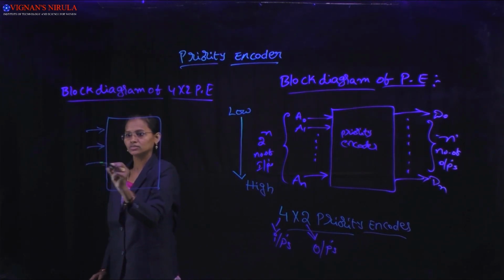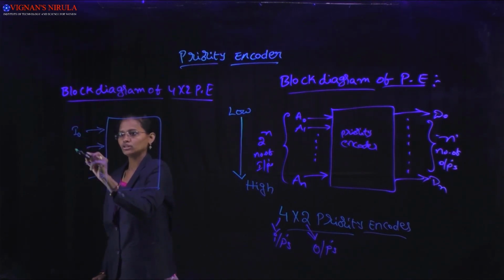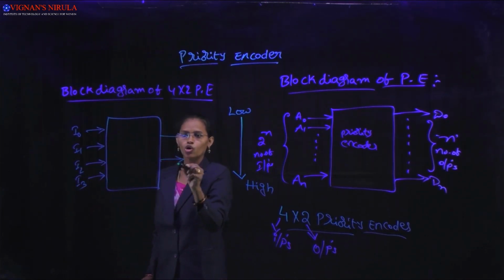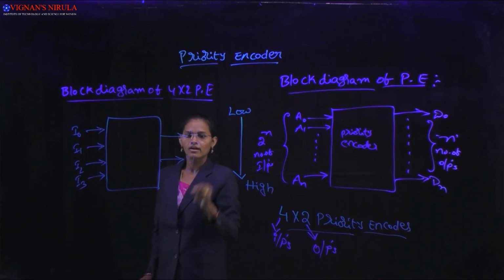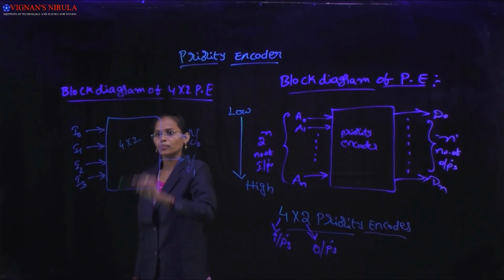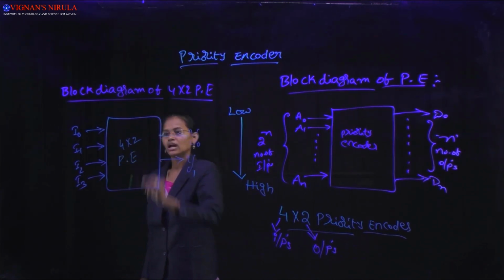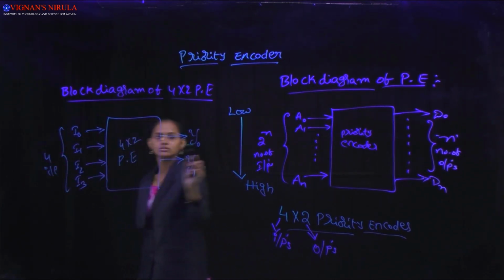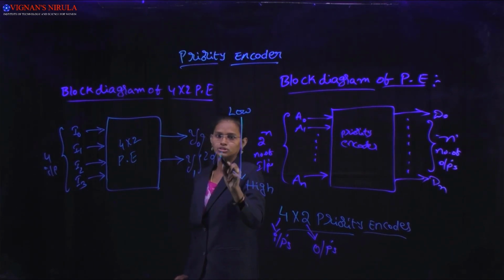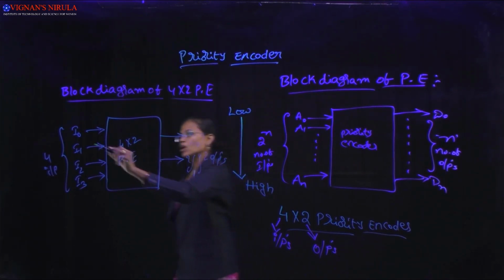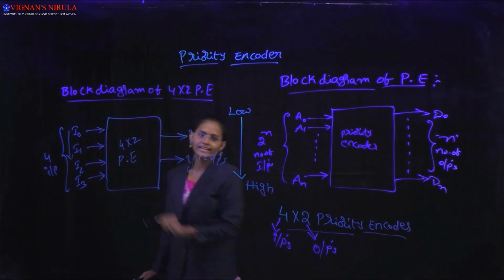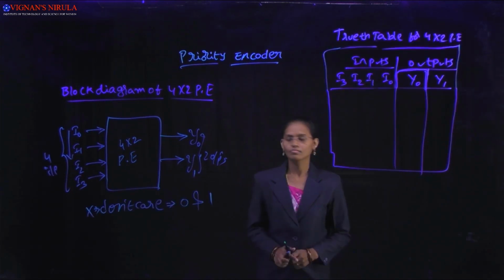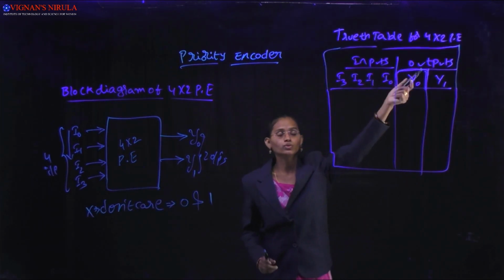The four inputs are I0, I1, I2 and I3, and the 2 outputs are Y0, Y1. This is the 4/2 priority encoder, and this is the block diagram: 4 inputs, 2 outputs. Here the priority is considered low to high, that is I0 to I3. And next see the truth table for the 4/2 priority encoder.